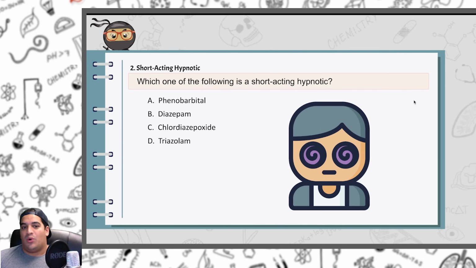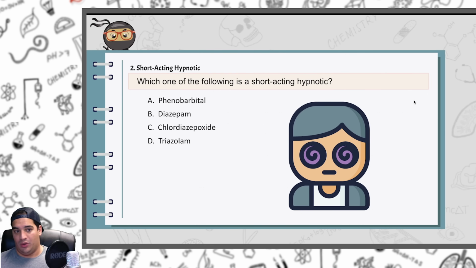Which of the following is a short-acting hypnotic? When we talk about hypnotics, we have drugs that increase GABA, right? So do any of those increase GABA? Absolutely. Phenobarbital does, diazepam does, chlordiazepoxide does, and triazolam does. So then it comes down to which ones are short-acting. For the barbiturates, the ultra-short-acting one, which we said we don't even use anymore, is thiopental.